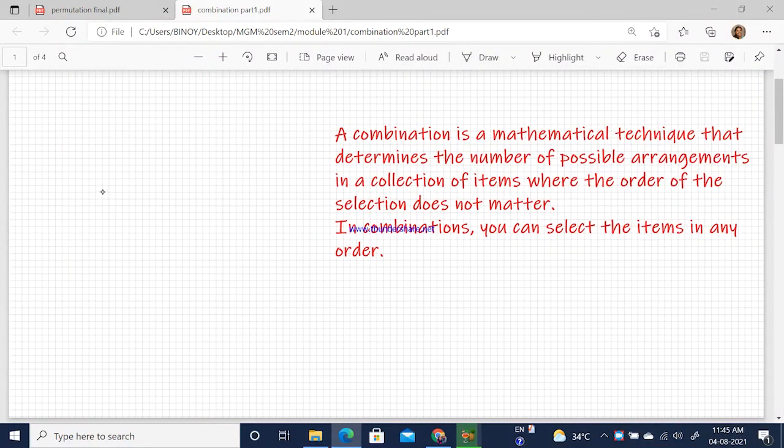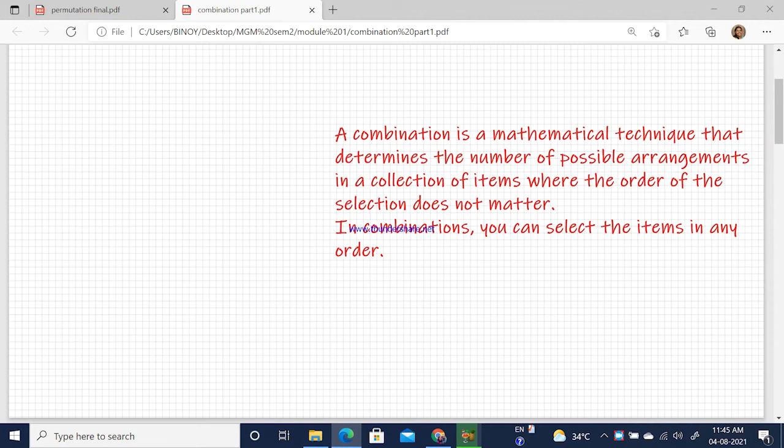In this lecture of S2 Business Mathematics, we are focusing on Module 1, Number Sense. We are moving to the next topic, which is combination.